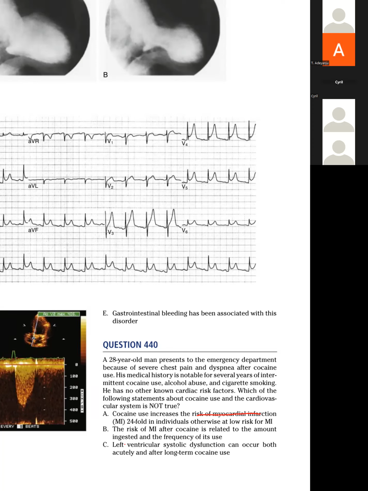And then they can have LV dysfunction both acutely and after long-term use. That's true. That was good. More contributions, please. Dr. Alison, I always call it Alison. I find it difficult to pronounce a Yoruba name. Okay, that means the left ventricular dysfunction can occur acutely if it is taken in a very high dose, right? Yes, exactly. Okay, thank you.